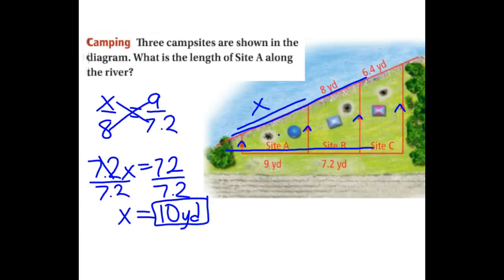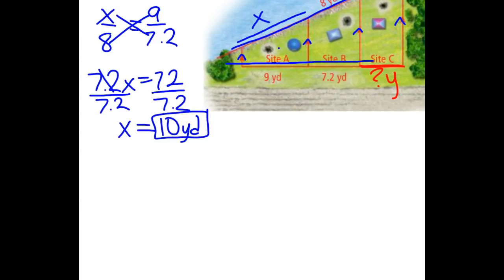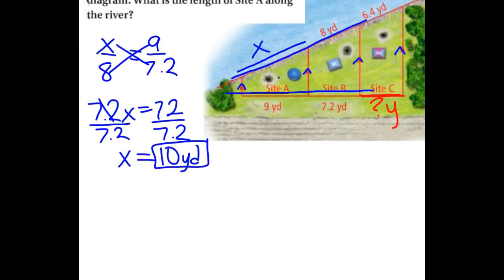Now I'm going to ask you to do a bonus question real fast. We've got site A, B, and C, and over in site C we're missing the road length here, so we don't know how much that is. Let's call it Y. I'd like you to set up your own proportion and solve for that one, so I'll have you pause the video, set up your proportion, and then you can check your proportion with mine, then you'll pause again and solve. So pause the video, here's your picture, and try to set up that proportion.